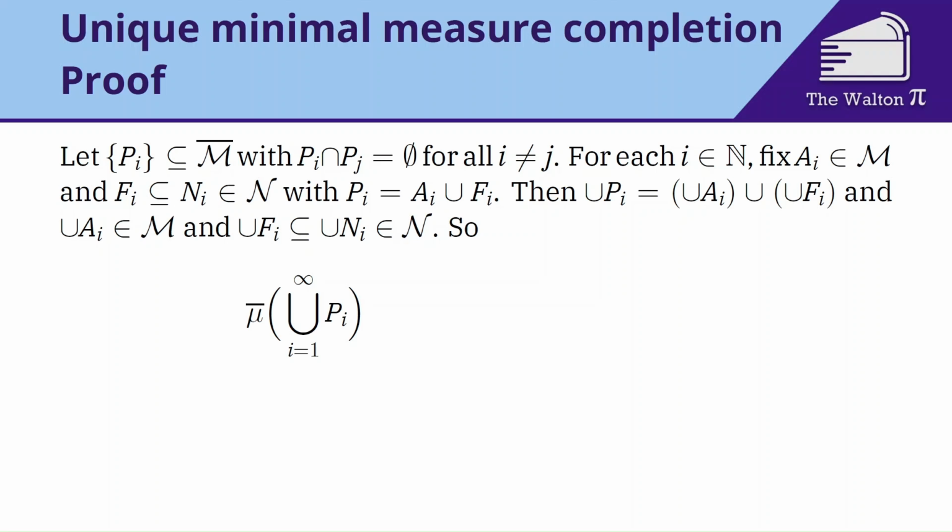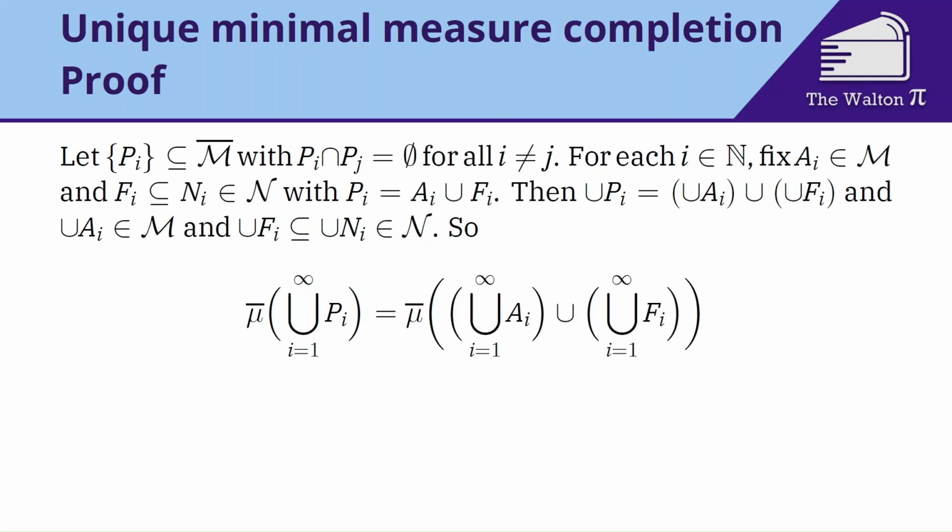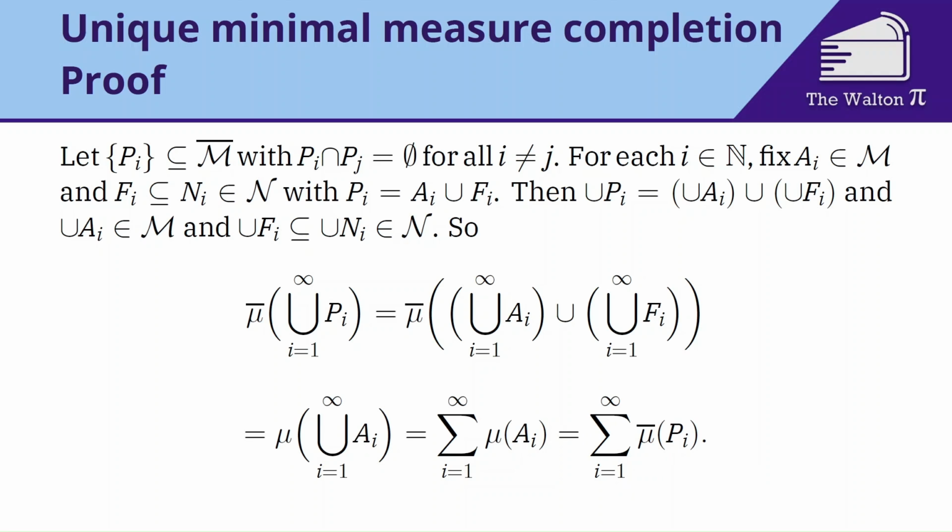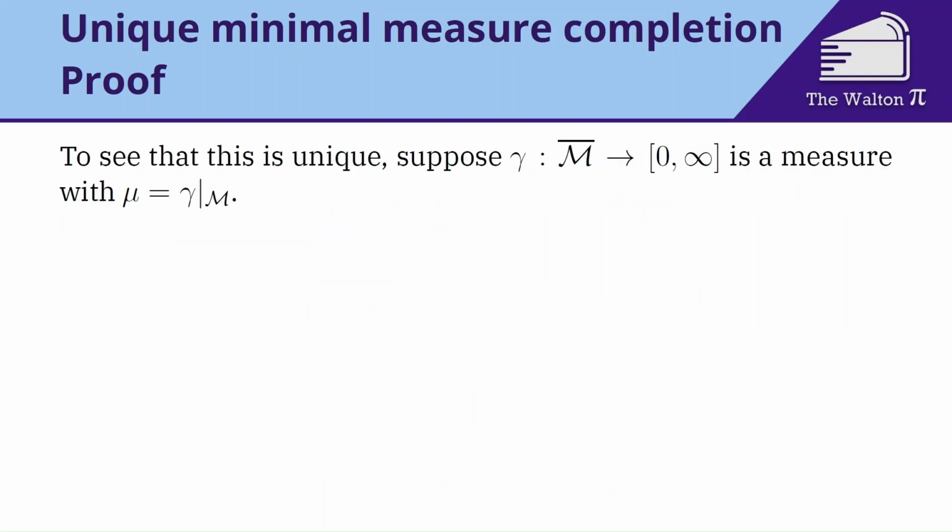But now we're going to look at what is the measure. So the mu bar measure of the union of the P_i's, well, that's the mu bar measure of the union of the A_i's together with the union of the F_i's. Well, by our definition of mu bar, this is just mu of the union of the A_i's, which are pairwise disjoint, a countable collection, so we're able to break this up by the countable additivity of measures. So this is the sum of the mu of A_i's, which is the sum of the mu bar of the P_i's. So there we go. This shows us that we have countable additivity, and also the empty set behaves nicely, so it is going to be a measure.